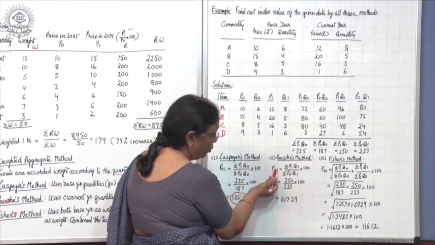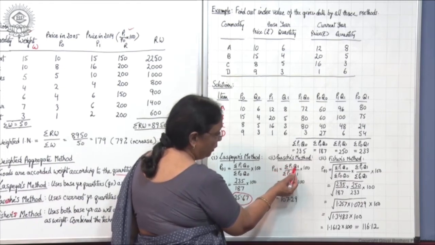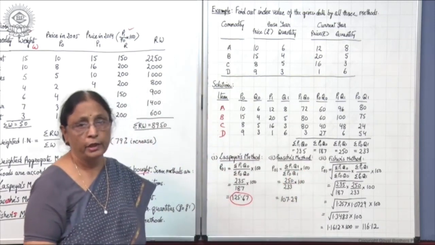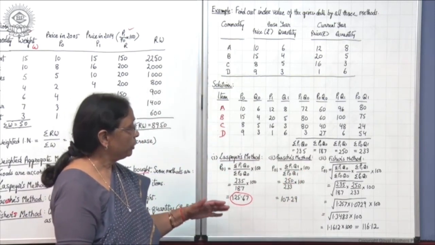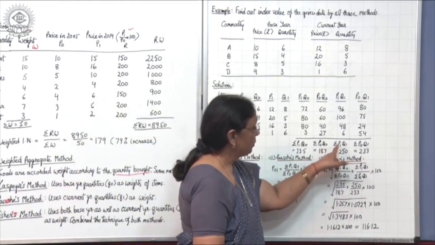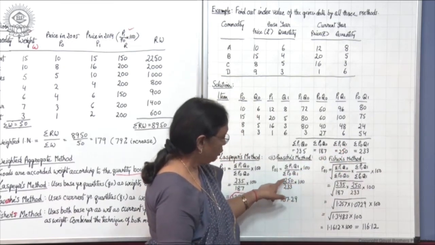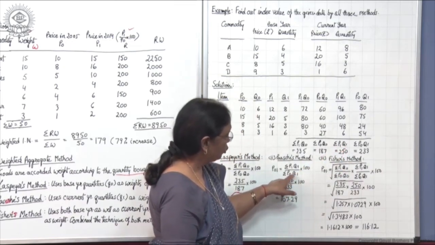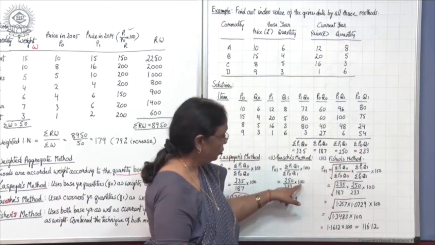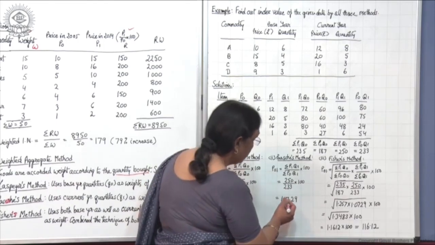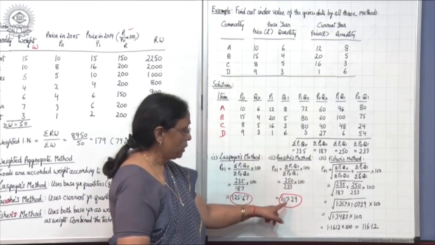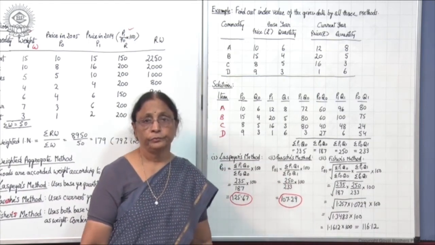It says P01 is equal to sigma P1 Q1 upon sigma P0 Q1 into 100. Again you have to learn the formula and then put the values. Sigma P1 Q1, look here, sigma P1 Q1 is 250, write down 250. Sigma P0 Q1 is 233, 233 into 100, and you get this answer. This is the index number by Paasche's method, 107.29.